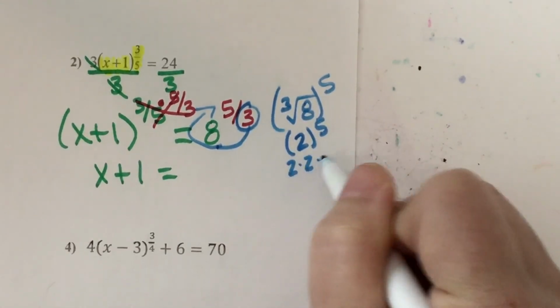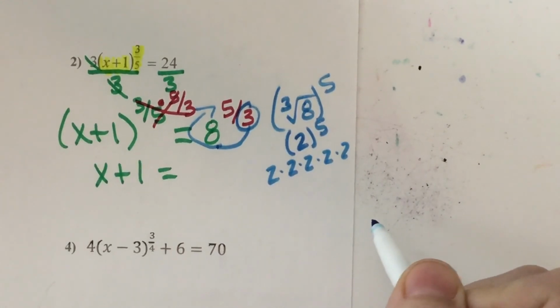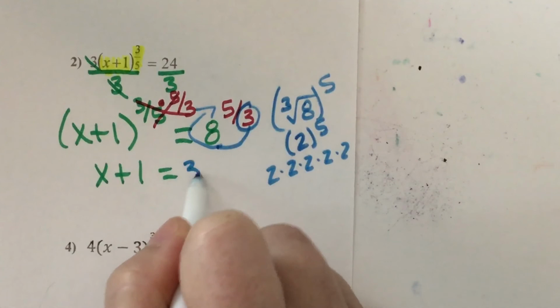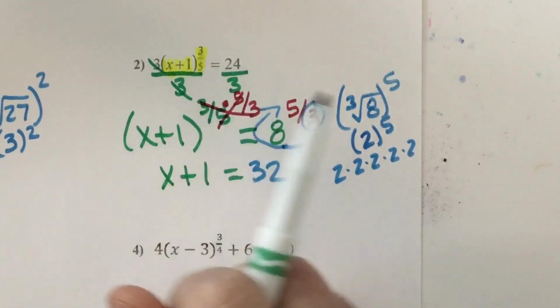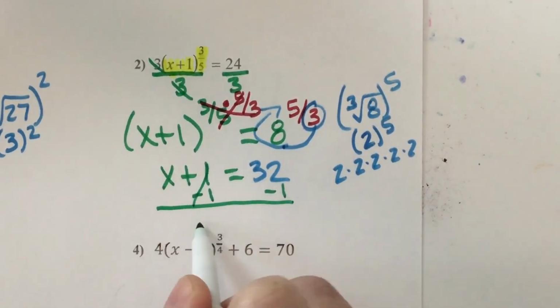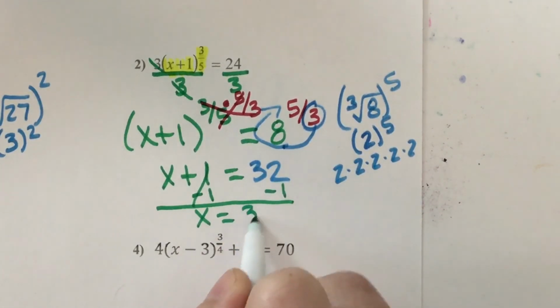2 times 2 times 2 times 2 times another 2. Anybody know what that is? It's 32. All right. And then to get x by itself, I get rid of addition of 1 by subtracting 1. And what do I get if I subtract 1? 31. 32 minus 1 is 31.